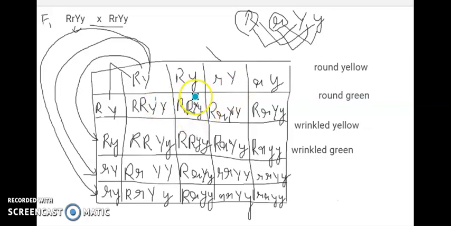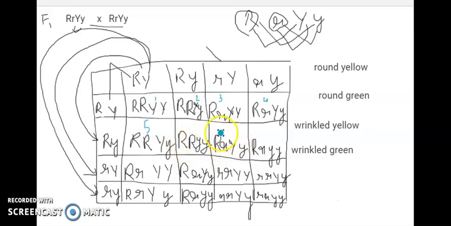So it also codes for round yellow, and this one also codes for round yellow because one capital R is there and one capital Y is there. So 3, and then one capital R, one capital Y, again it is also round yellow, and then here one capital R is there, one capital Y is there, so again it is round yellow, and then here one capital R and small y is there, so it will not denote round yellow.